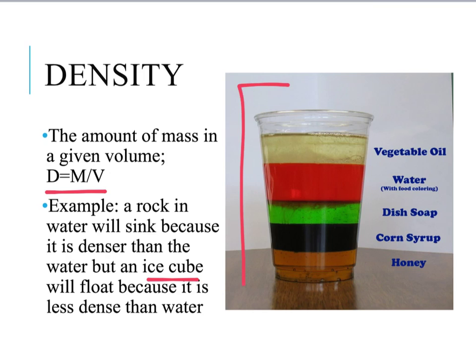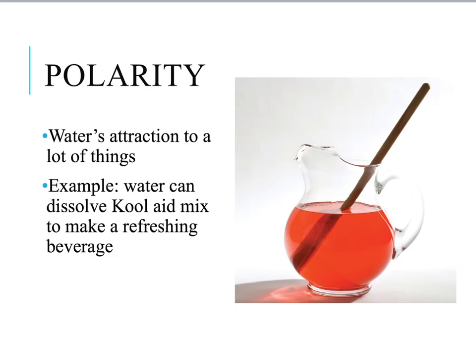So if we look over here at this cup, we have all these different liquids that have been put into this cup, and they have divided themselves based on their density. So honey is the most dense, and it's sunk to the bottom. Next we have the corn syrup, followed by the dish soap. We have some water that's been dyed red, and then finally vegetable oil, which would be the least dense.